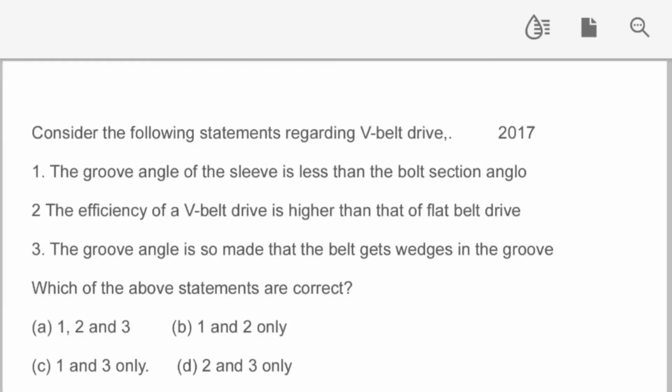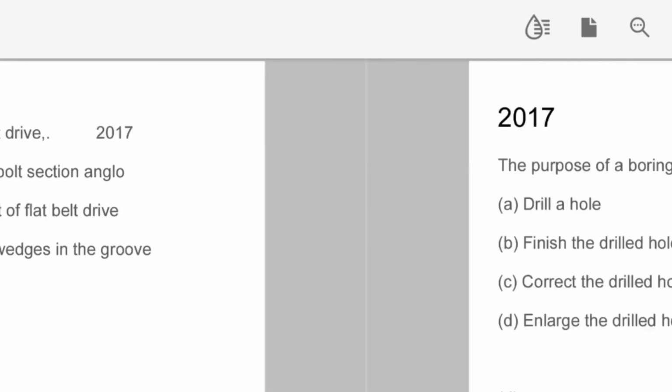Now the next question is, consider the following statements regarding V-belt drive. The groove angle of the sheave is less than the belt section angle. Second option is the efficiency of V-belt drive is higher than that of a flat belt drive. Third option is the groove angle is so made that the belt gets wedged in the groove. So here all the options are correct. So option A will be the right answer.